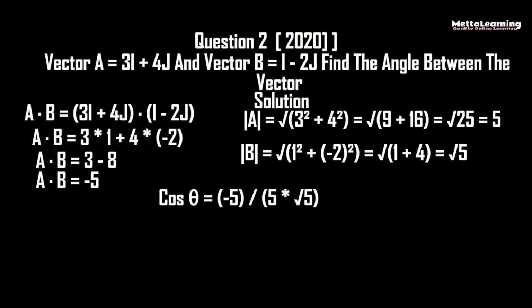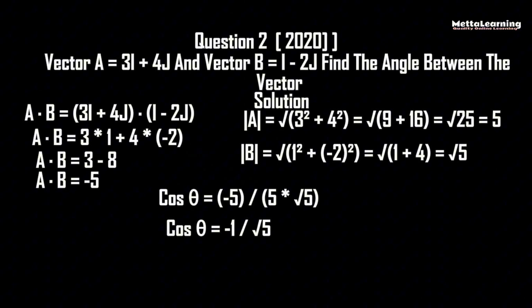So we have minus 5 all divided by 5 times root 5. So therefore we'll be having minus 5 all divided by 5 root 5. Now, when you're doing your calculation, you can see 5 can cancel 5. So 5 divided by 5, then we'll be having minus 1 divided by root 5.